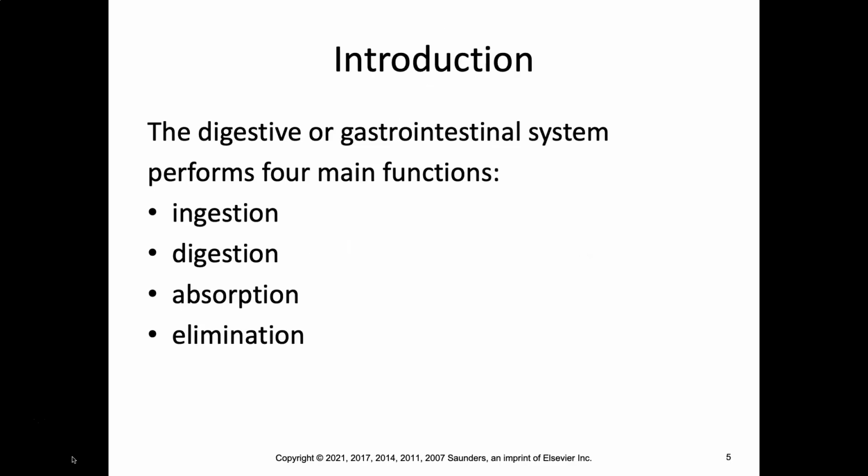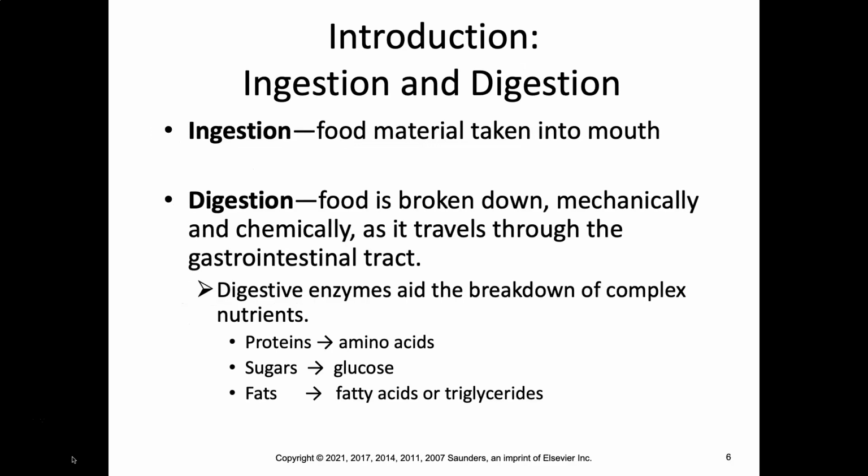So what are the system's four main functions? The digestive or gastrointestinal system has four main functions. They're ingestion, digestion, absorption, and elimination. Ingestion is where you take food into your mouth. Digestion is where it's broken down, starting in your mouth, mechanically and chemically, and then it travels through the entire GI tract. And you'll want to make note of how proteins are broken down into amino acids, sugars break down into glucose, fats break down into fatty acids or triglycerides.